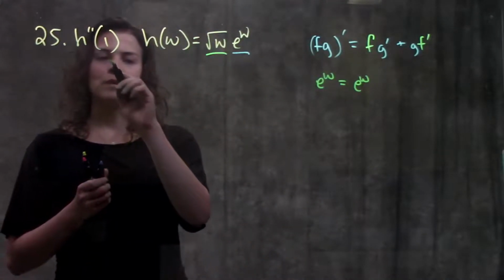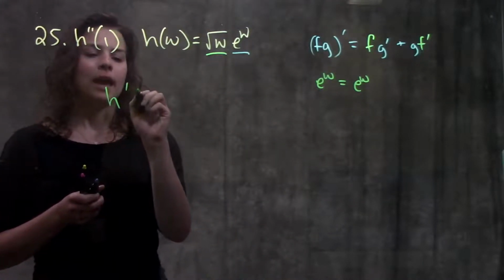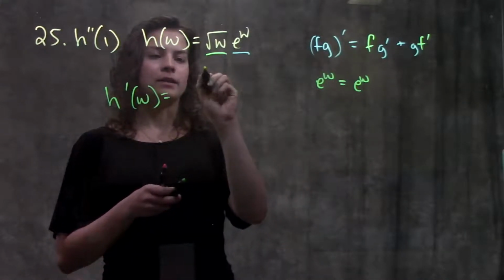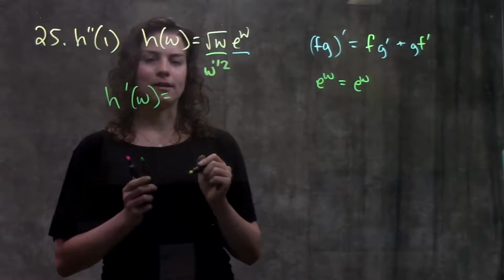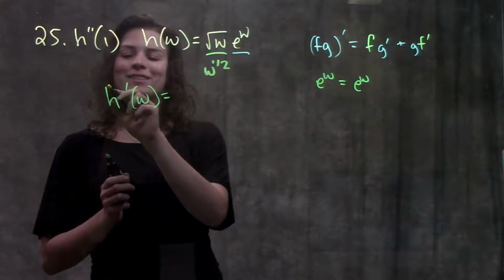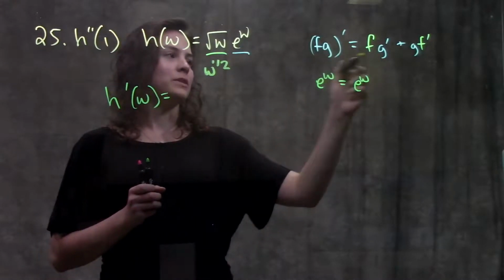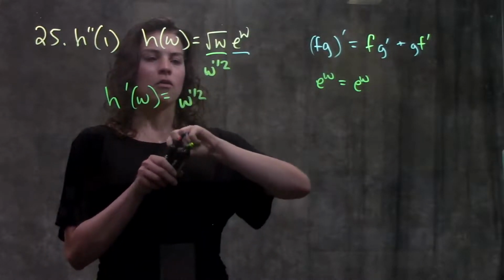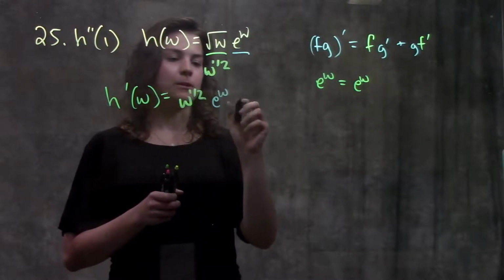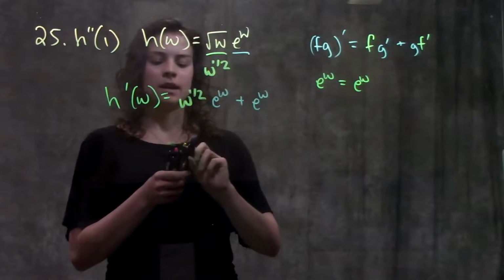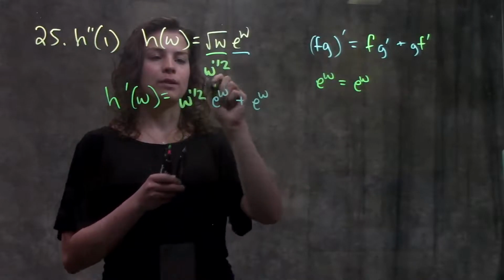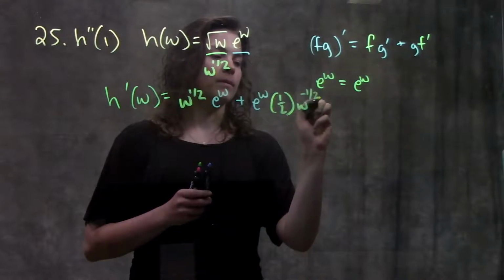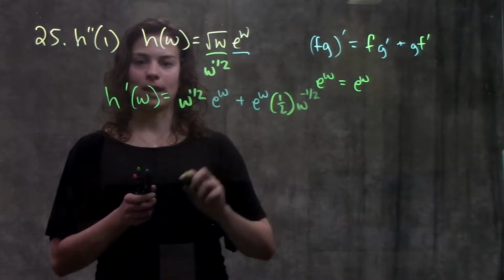Okay, so let's go through this problem. It's asking for the second derivative, so I'm going to find the first derivative. h of w is equal to, I'm going to rewrite this rad w as w to the 1/2, so it's easier to see how to take the derivative of that function. Okay, so my first derivative of h of w, using my product rule, I have my first times the derivative of the second. Remember, my second is just e to the w, plus my second times the derivative of the first. The derivative of w to the 1/2 is just bring the 1/2 down, subtract 1 from the exponent, I get 1/2 w to the negative 1/2.